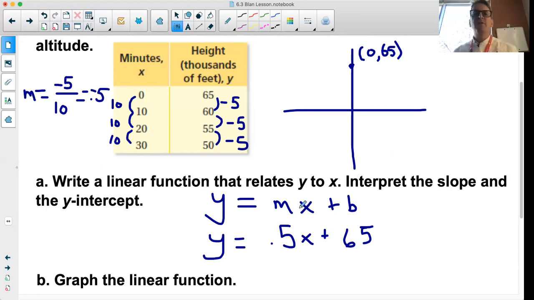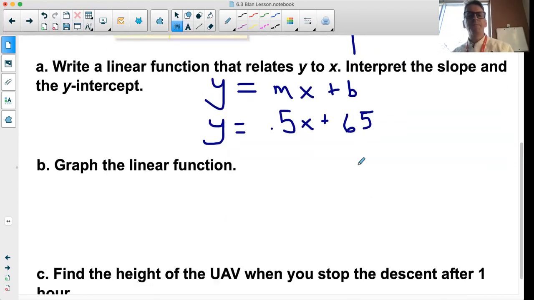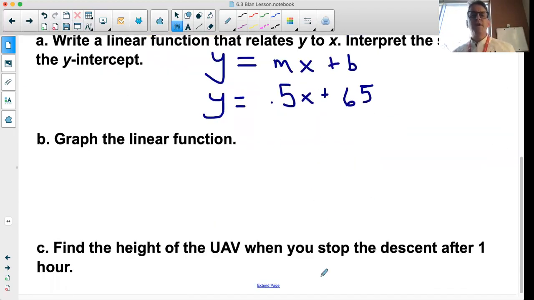Now, if you were asked to graph this, you would simply go ahead and start plotting your points. (0, 65), (10, 60), (20, 55), (30, 50), and so forth. Okay, and that's how a graph would look for letter C. Letter B, I should say.